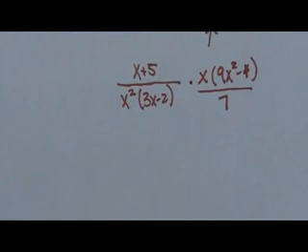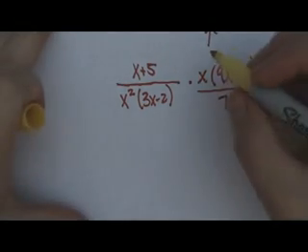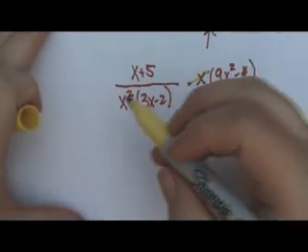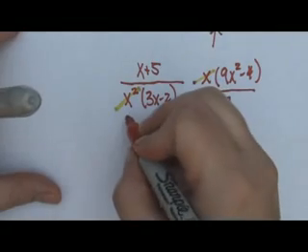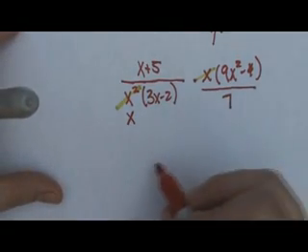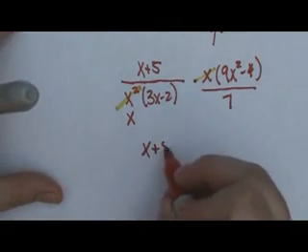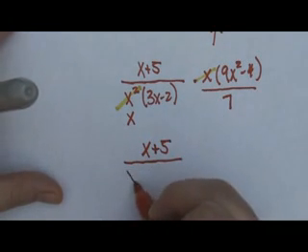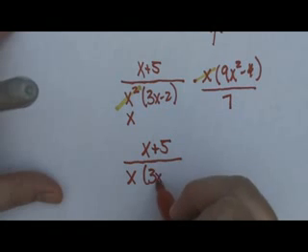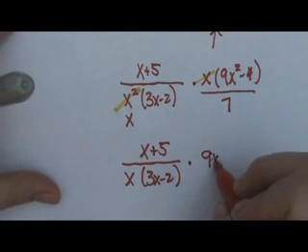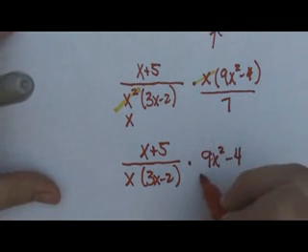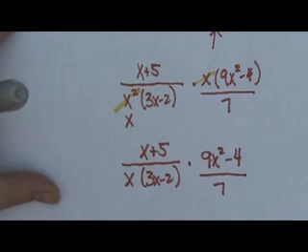Now, do I see anything else that will cancel? Well, yes. I have an x and an x squared that'll cancel. This x will go away. It'll cancel with this x squared and leave me with 1x. So now I have x plus 5 over just x times 3x minus 2 times 9x squared minus 4 over 7.